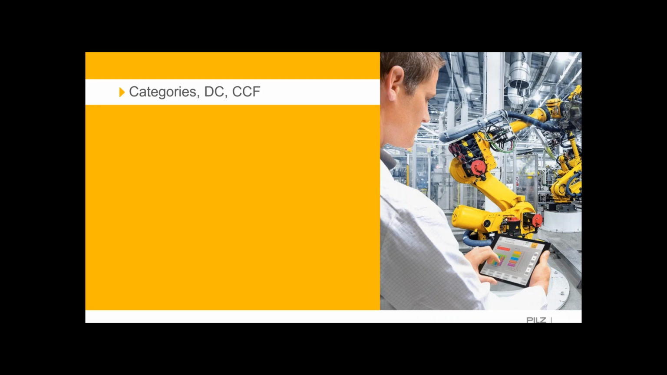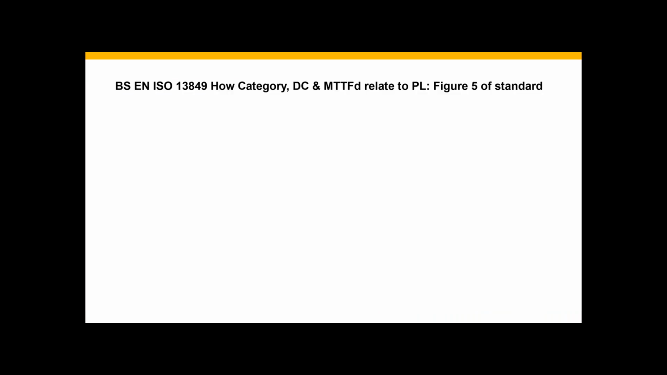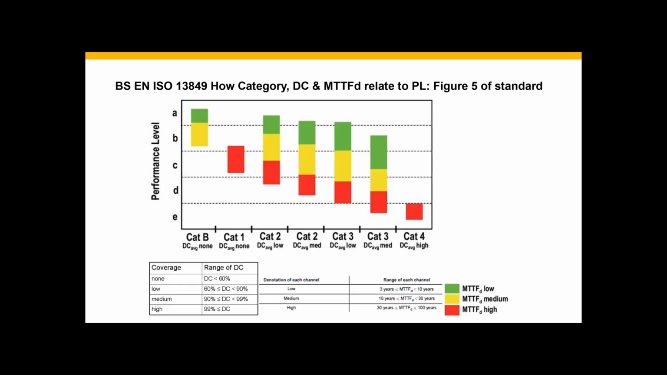We then have our categories, diagnostics coverage, and mean time to dangerous failure that all really relate to performance level. And we can use figure 5 out of the standard. So the y-axis is the performance level, x is the category level and the diagnostics coverage required. So they are linked. Our mean time to dangerous failure, the MTTFd, is low for green, medium being yellow, and high being red.